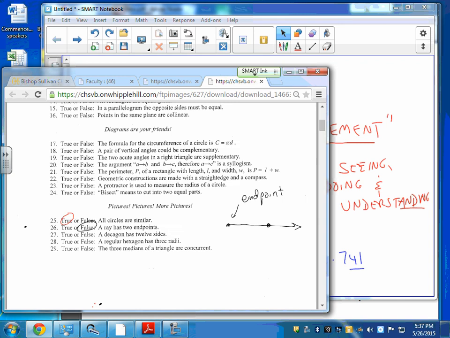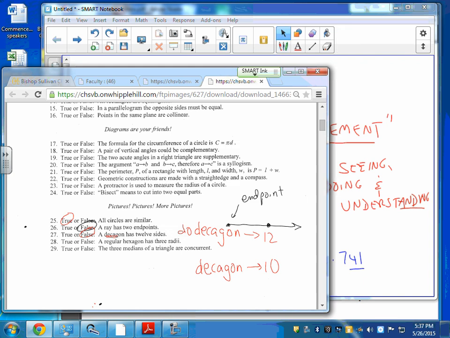Decagon. Deca, I think we saw that earlier. Deca has 12? No, that's false. Dodeca has 12, but a plain old deca only has 10. So that would be 10, and this would be 12. So deca has 12, false.